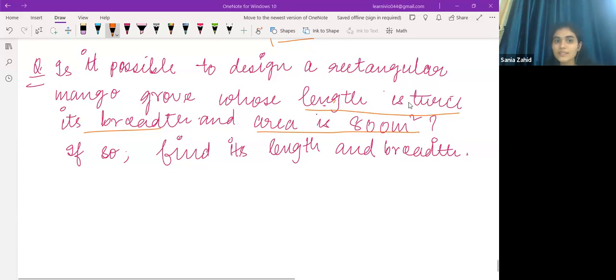The question reads, is it possible to design a rectangular mango grove whose length is twice its breadth and area is 800 meters square? If so, find its length and breadth.